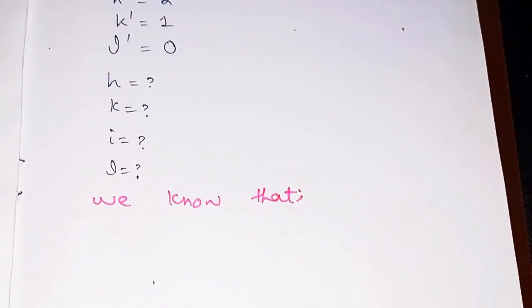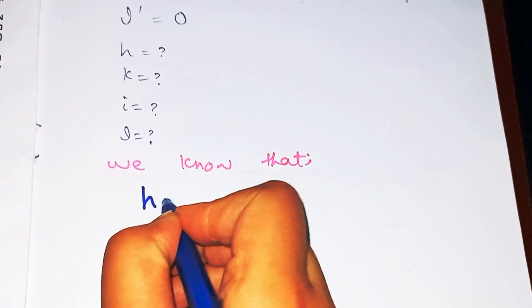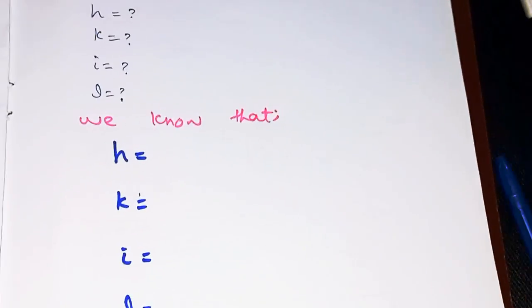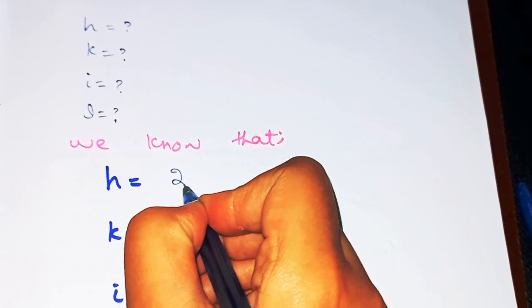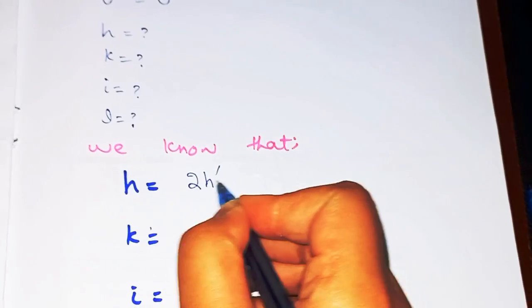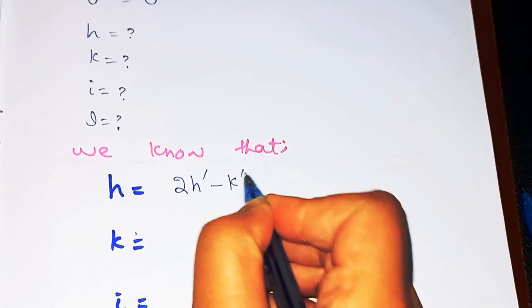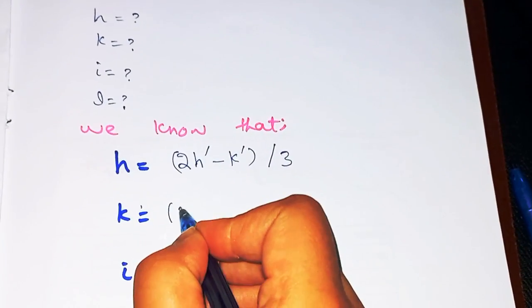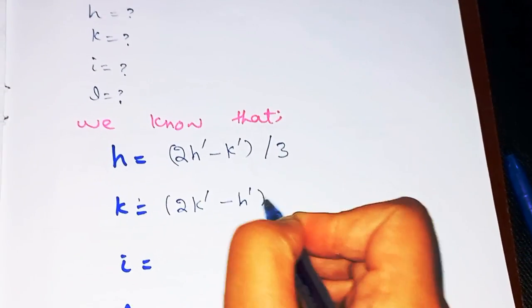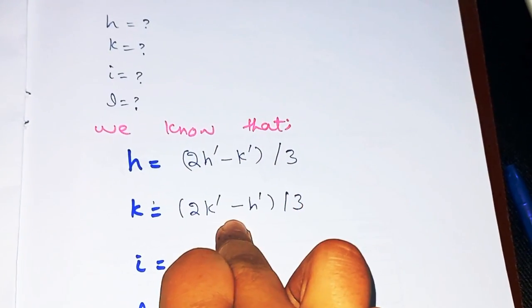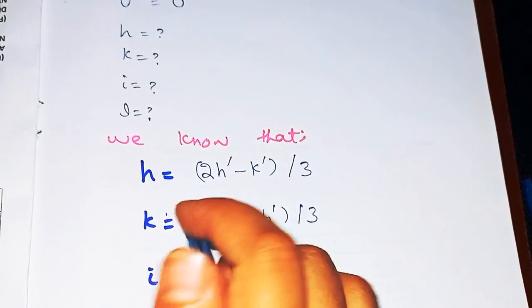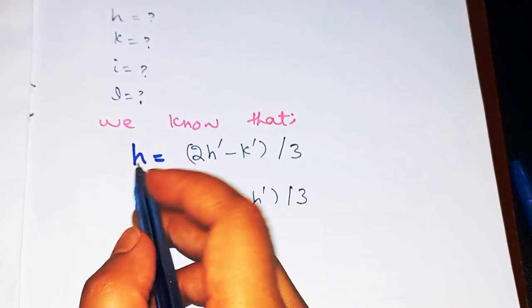Let's write down those transformation equations that we will be using to calculate h, k, i, and l. So h is equal to 2 times h prime minus k prime, the whole thing divided by 3. For k, the formula is the same: 2 times k prime minus h prime, divided by 3. It's really simple. They are almost similar, however they are a reshuffling of values in an ordered way, so you can remember it really easily.